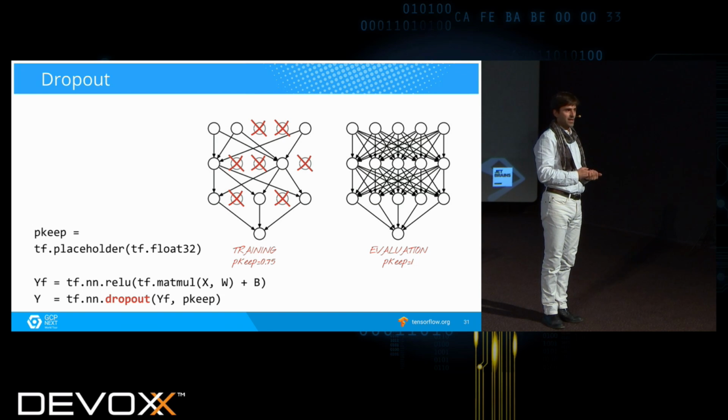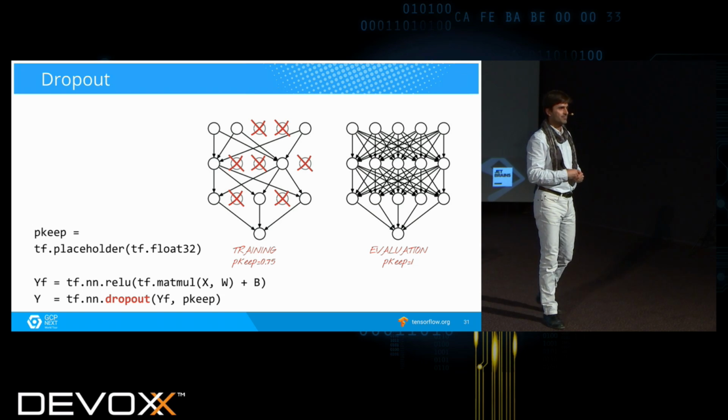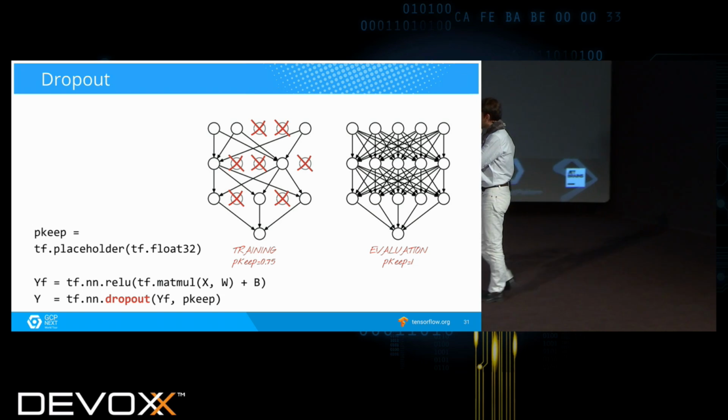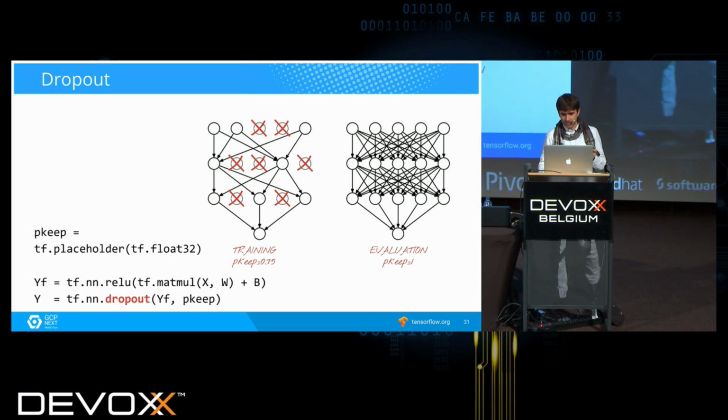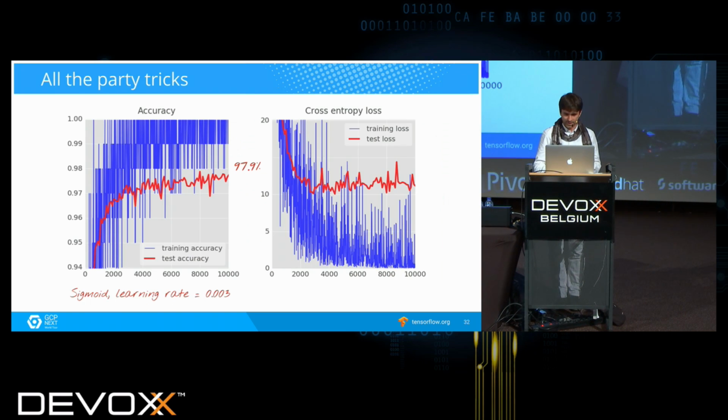So it's a way of shooting the neuron. Mathematically, it's a way of freezing all the weights and biases belonging to one given neuron for one iteration. All right, let's see if this is useful.